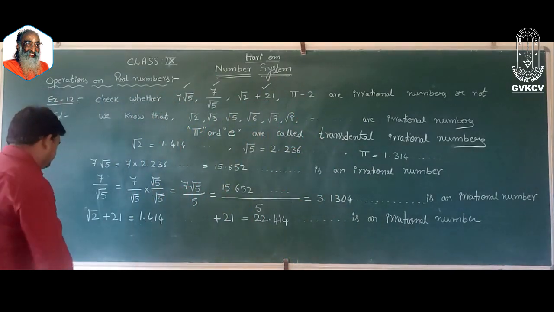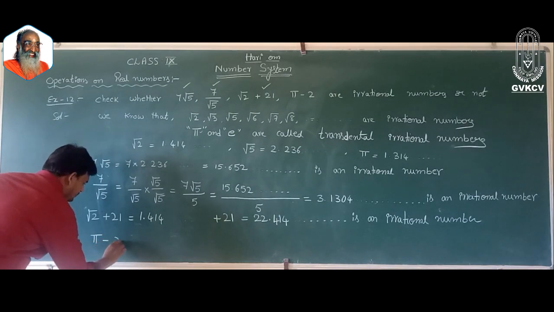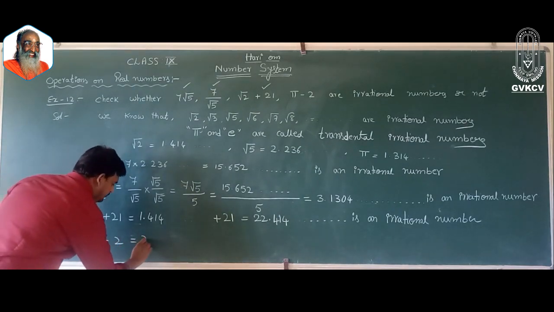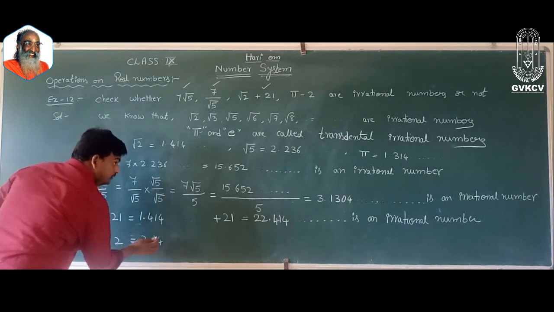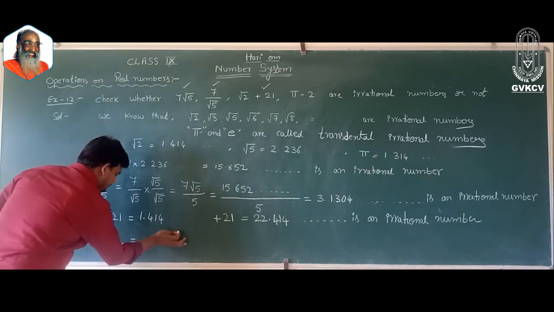And the last one, 5 minus 2. The value of pi is 3.14.